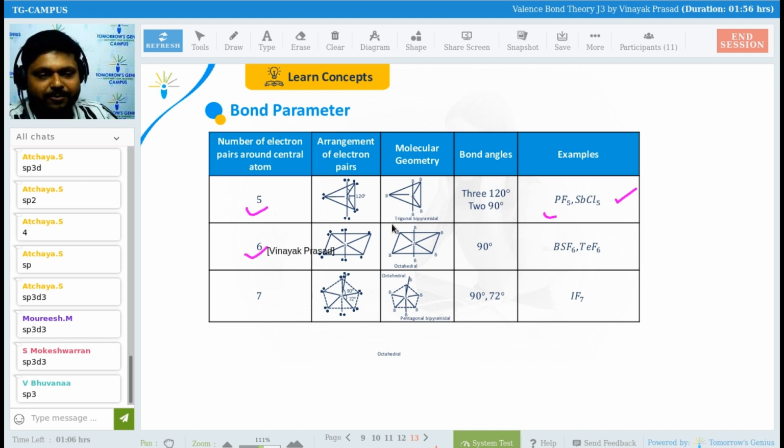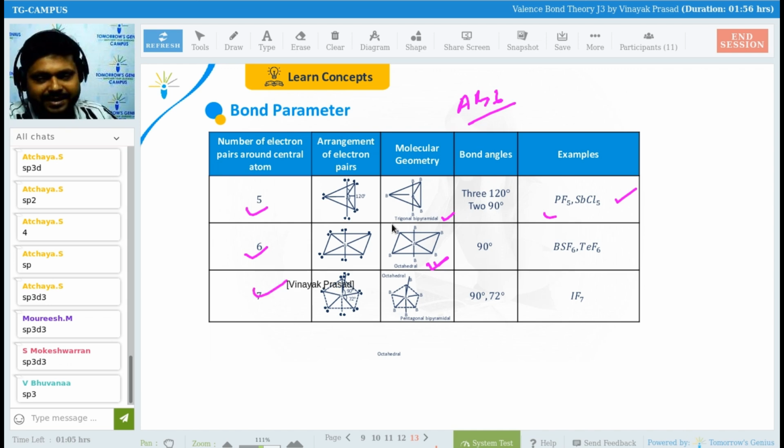If it is AB6 type, then their molecular geometry will be octahedral. If it is AB5 type, then it is trigonal bipyramidal. Getting my point? Why am I saying bipyramidal? Because one bond is upward and one bond is downward. Getting my point, everyone?